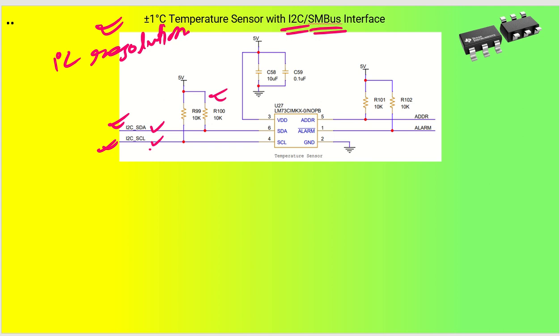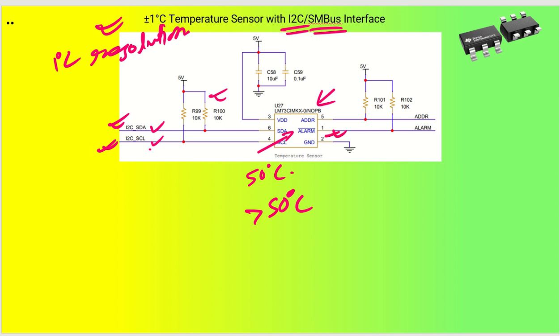Now what is happening in this particular temperature sensor is, through this I2C a number is set in the temperature sensor, let's say I am setting it to 50 degrees centigrade. So whenever the temperature sensed by this temperature sensor is more than 50 degrees centigrade, you give me an alarm.